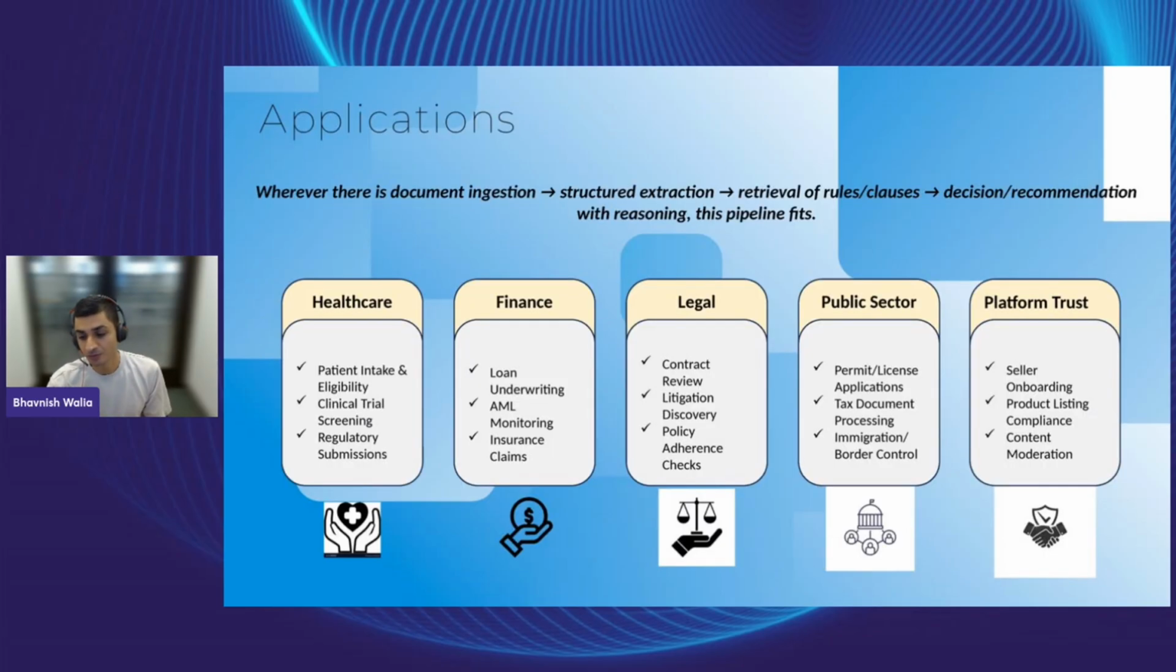All right, so this is the last slide, the applications of this solution. Wherever there is document ingestion, there are documents being circulated, there is a need for structured extraction. There is a need to retrieve the rules and clauses from these regulations, and there's a need to make these decisions. To provide a rationale is important because it improves auditability. How did someone come up with a particular decision? What checks had they done prior?